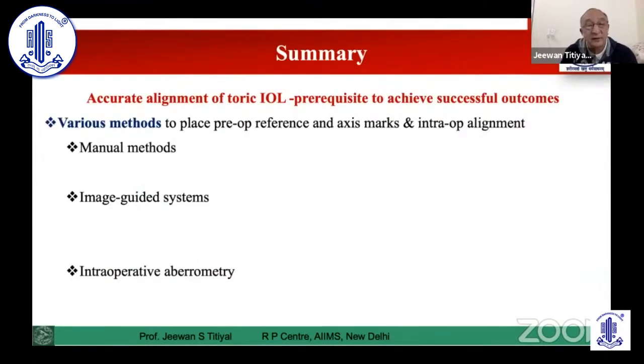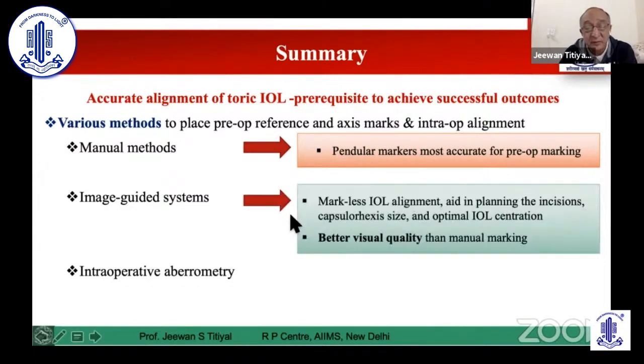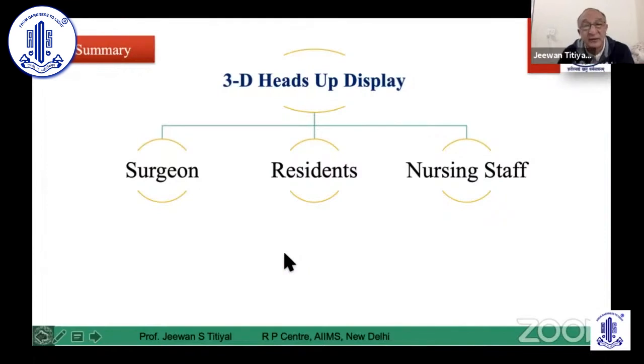To summarize, for toric IOL in the digital time, manual methods may not be good, but pendular methods are equally good. Image guided systems have really given a way for accuracy for our patients. Intraop aberrometry may help in some cases, especially post-refractive surgery cases. 3D heads-up display is helpful for surgeons.